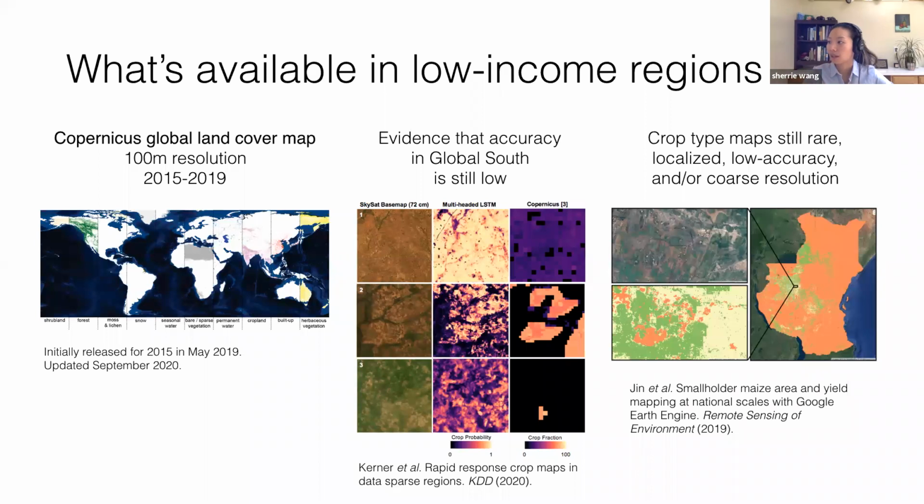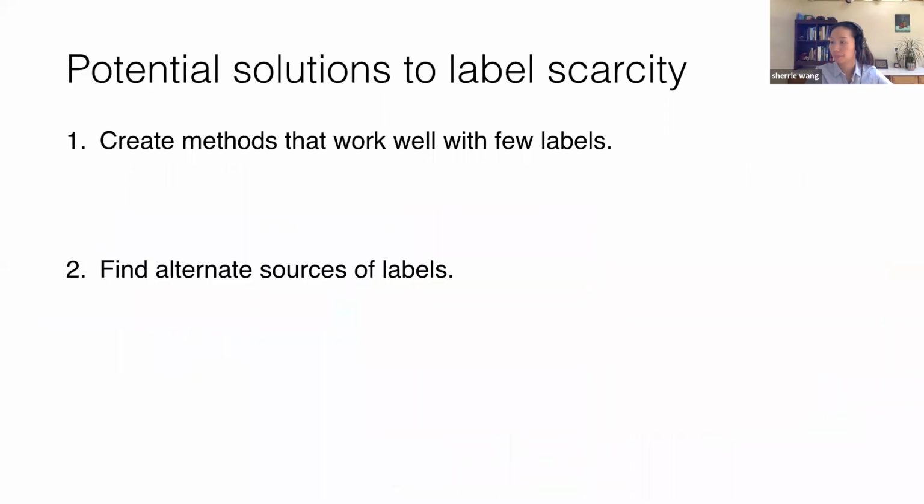On the crop type map side, they're even more rare. That's an even more difficult problem than cropland. And for the most part, the crop type maps that exist out there are localized, low in accuracy, and or coarse in resolution. But I want to mention also that major progress is being made in this area. And this is another paper out of our lab that Jin led, using Sentinel to map smallholder maize in Kenya and Tanzania. So there's still a lot of work to be done, but also progress is being made.